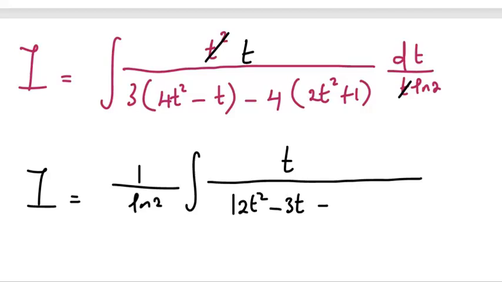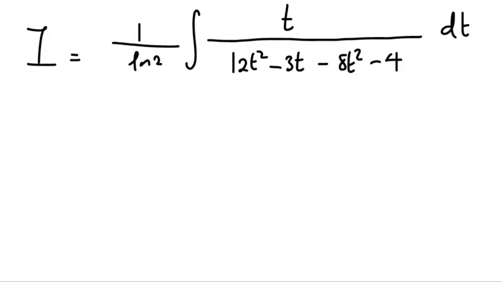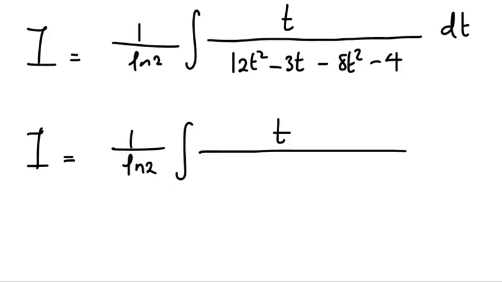So sorry for that. So here we have minus 8t squared and here minus 4, and we have our dt. Now we're going to simplify where necessary, right? So our I is going to be equal to 1 all over the ln of 2 multiplied by the integral of t, then divided by, so we have 12t squared minus 8t squared will give us 4t squared minus 3t, and then minus 4, and here we have our dt.